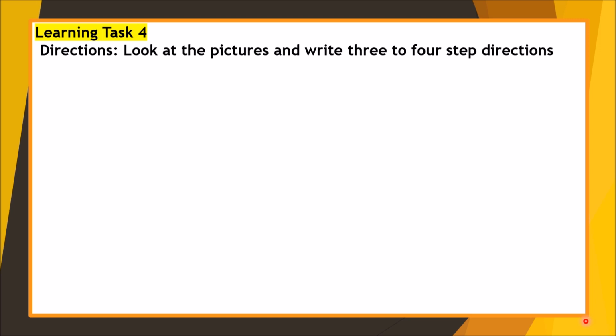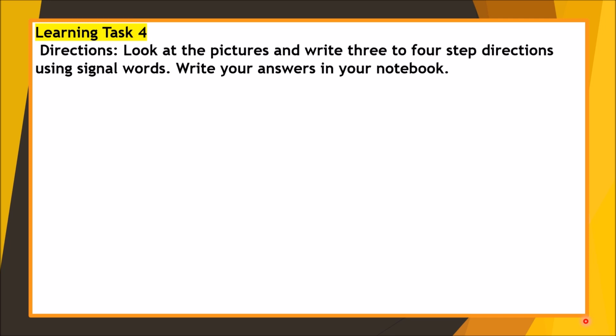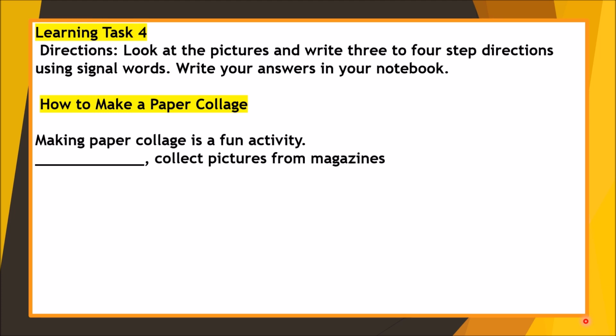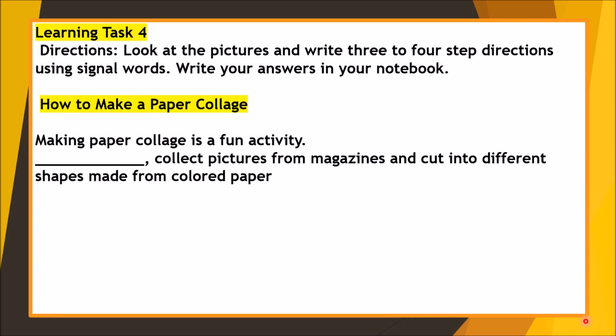For learning task 4, the directions is look at the pictures and write 3 to 4 step directions using signal words. Write your answers in your notebook. So how to make a paper collage? Making paper collage is a fun activity. First, you have to collect pictures from magazines and cut into different shapes made from color paper.